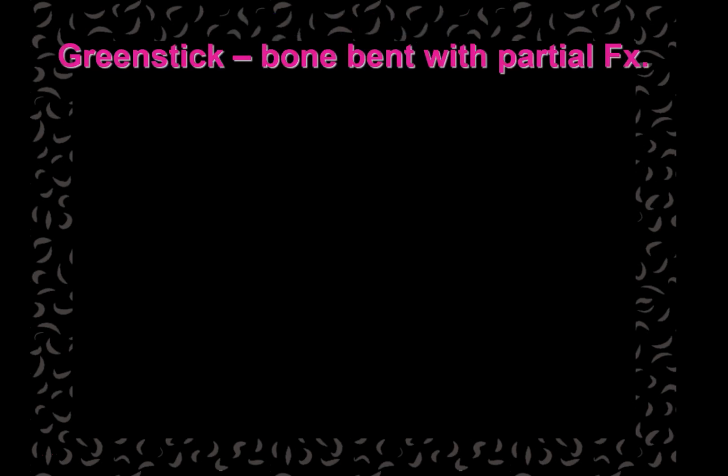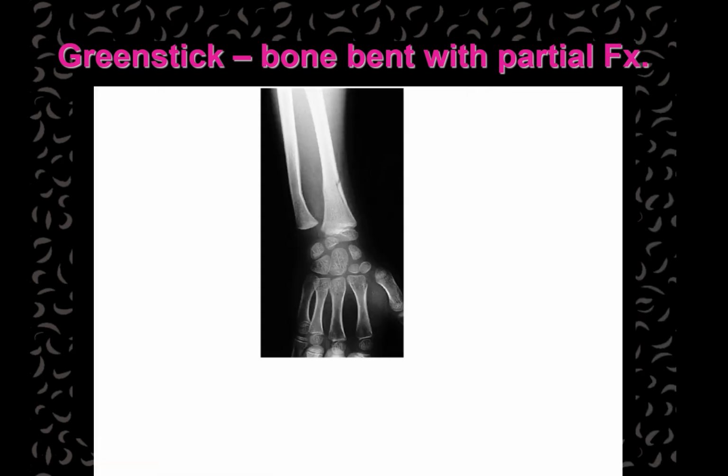A green stick fracture is a bone bent with a partial fracture. Now, who would be susceptible to a bent bone? Children, because their bones haven't totally hardened yet. So it saves them from breaking things a little bit because they have a little more flexibility. But with a green stick fracture, you see a partial break, almost like a tear in the bone. And it can look a little bit like this. This is more of a linear fracture, but there's the fracture and we have a little bend in the ulna.